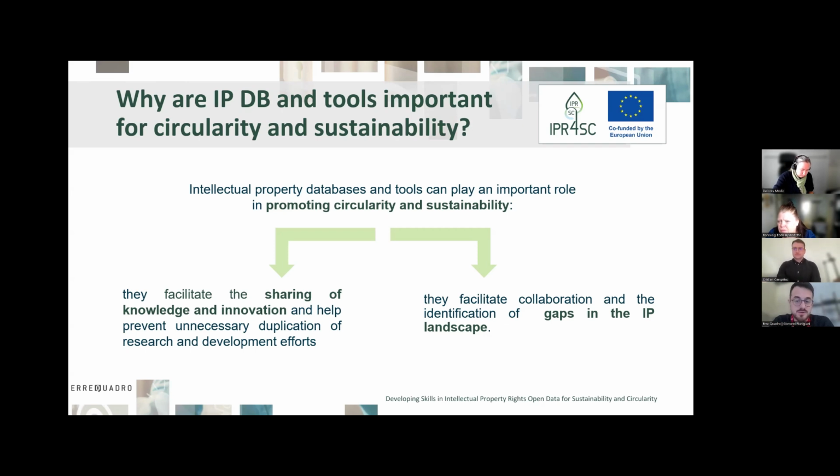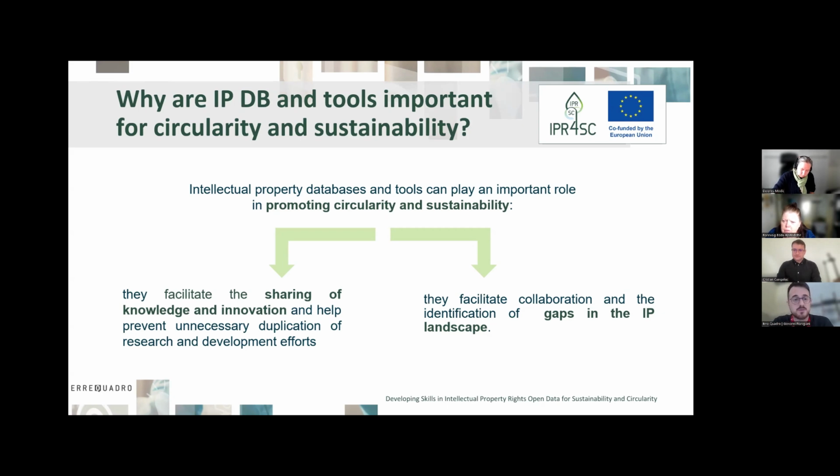And my role today and my aim will be to try to give practical examples on how we can use IP tools and databases for the sake of specific business needs and strategic decisions. So in essence, what I will try to answer will be why and how could IP databases and IP tools be used for the sake of business decisions.